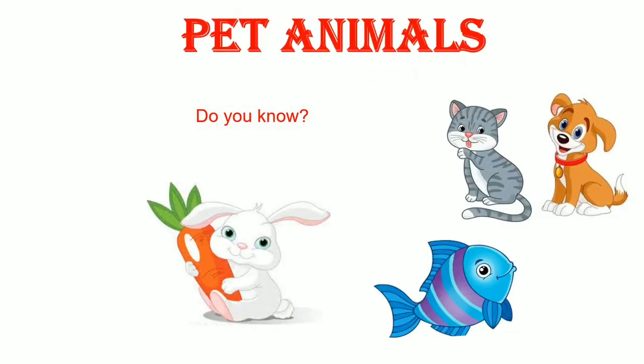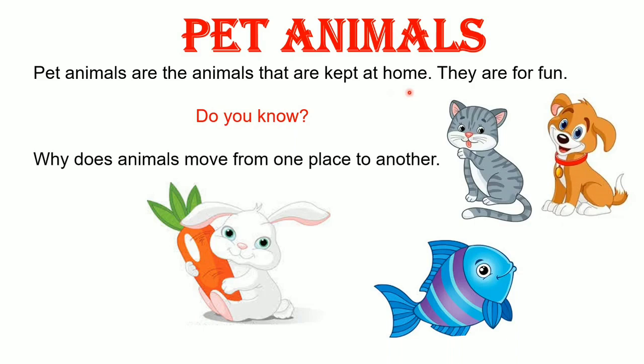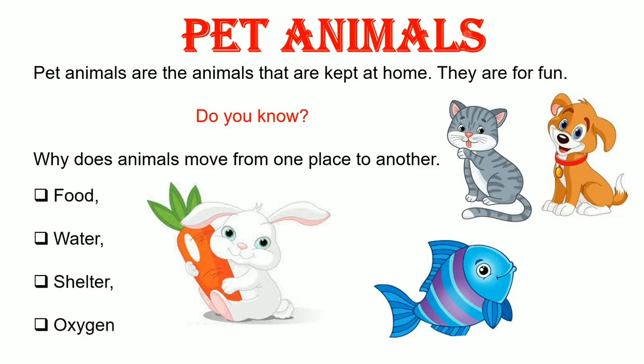So, do you know pet animals? Who are the pet animals? Pet animals are the animals that are kept at home, and they are for fun. Okay, why do animals move from one place to another? Do you know? Because they need food, water, shelter and oxygen. And that is why they are all living things. That means the things that have life in them, and they also grow.